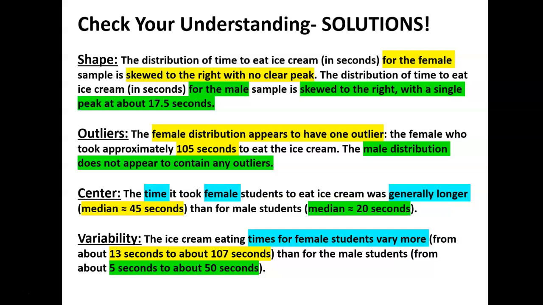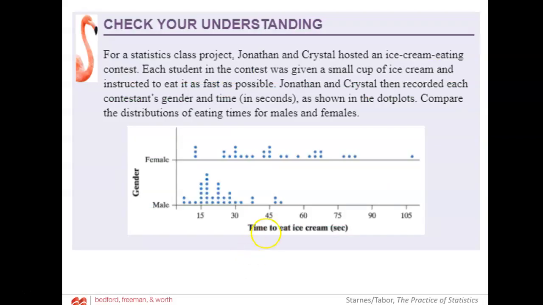All right, the outliers. In the female distribution, there appears to be one outlier, the female who took 105 seconds to eat the ice cream. What are you doing, girl? All right, the male distribution does not appear to have any outliers.